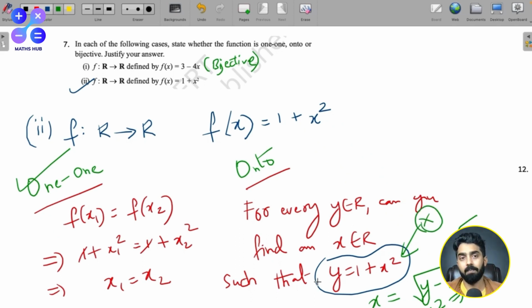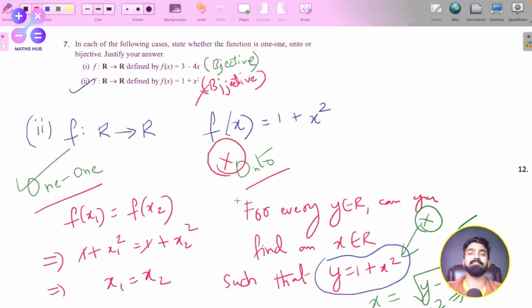You will be able to find that all x's will give you some y, but for every y, you will not be able to find an x. So that does not work out. So this makes it not an onto function, and so this is not bijective. See you in the next question.